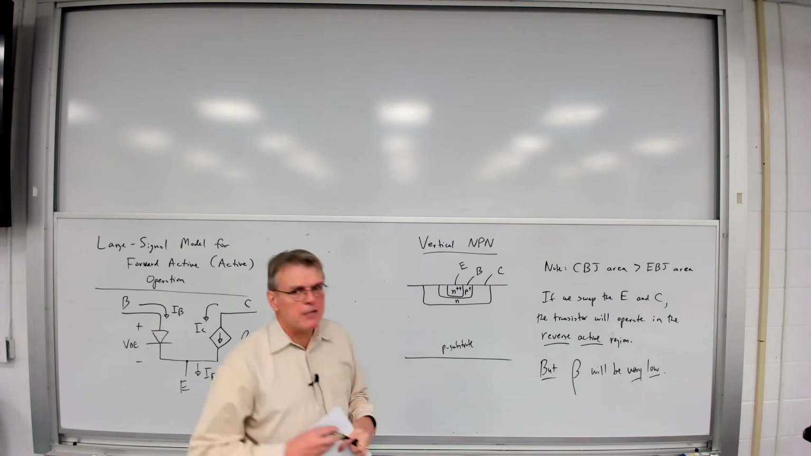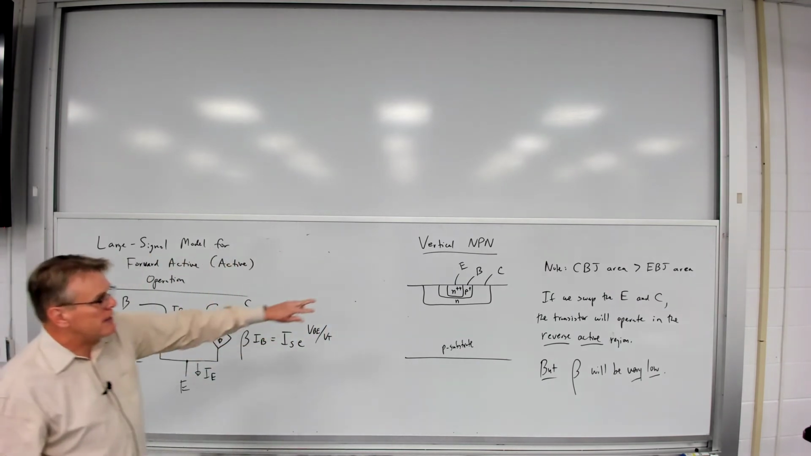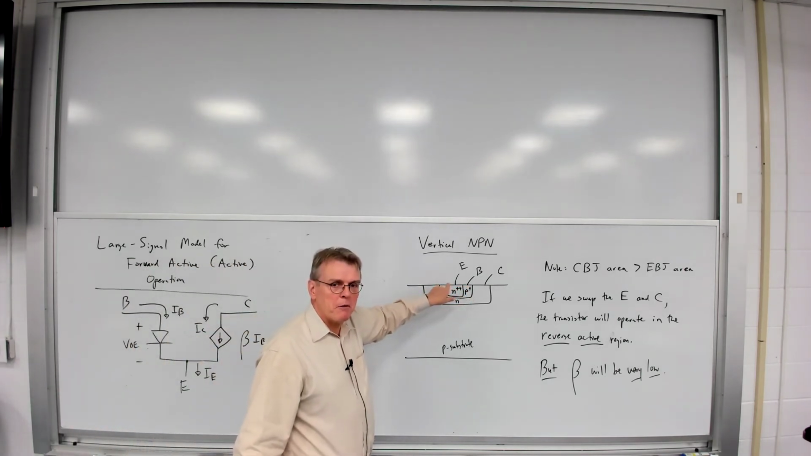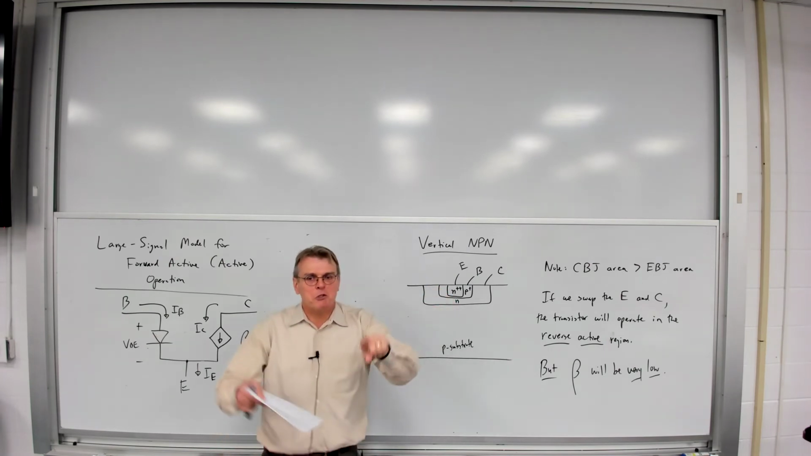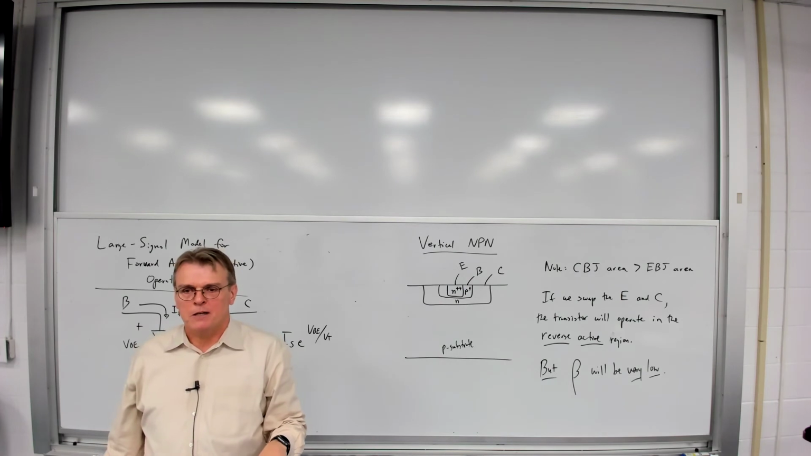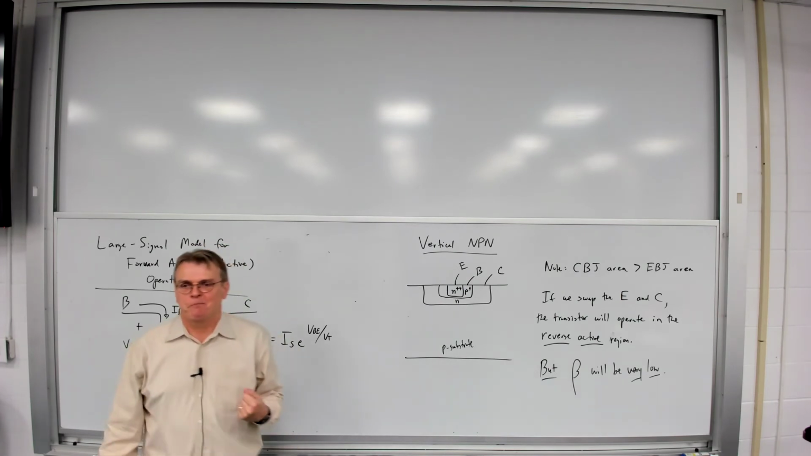No, it's not the same as saturation. So in reverse active, I'm assuming that now the base-collector is forward biased and the base-emitter is reverse biased. So in this case, I'm just swapping the forward and reverse bias between the two junctions. In order to be saturated, they've both got to be forward biased. All right?